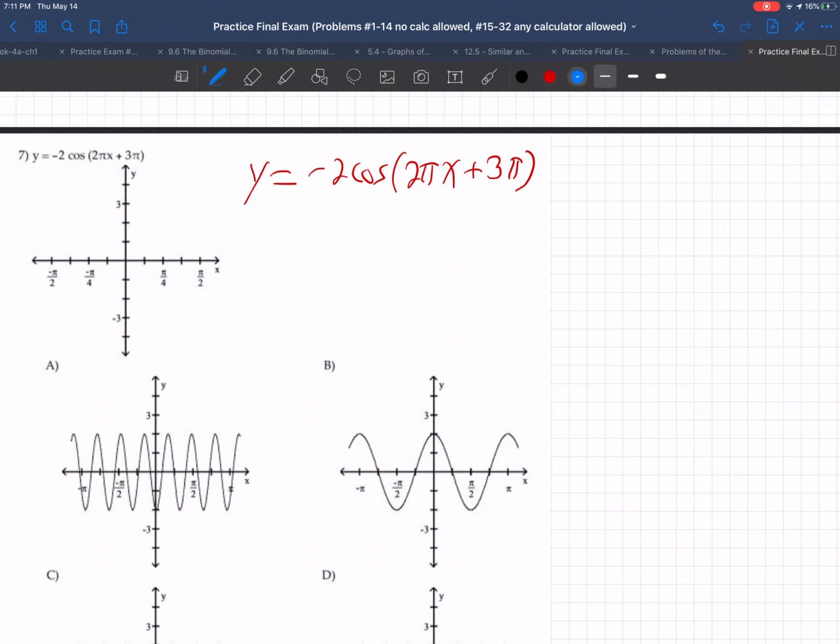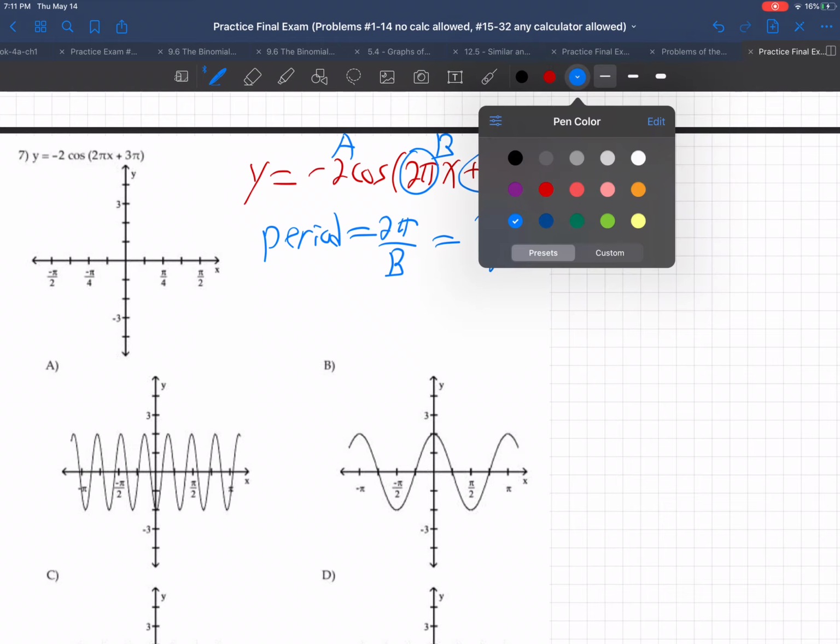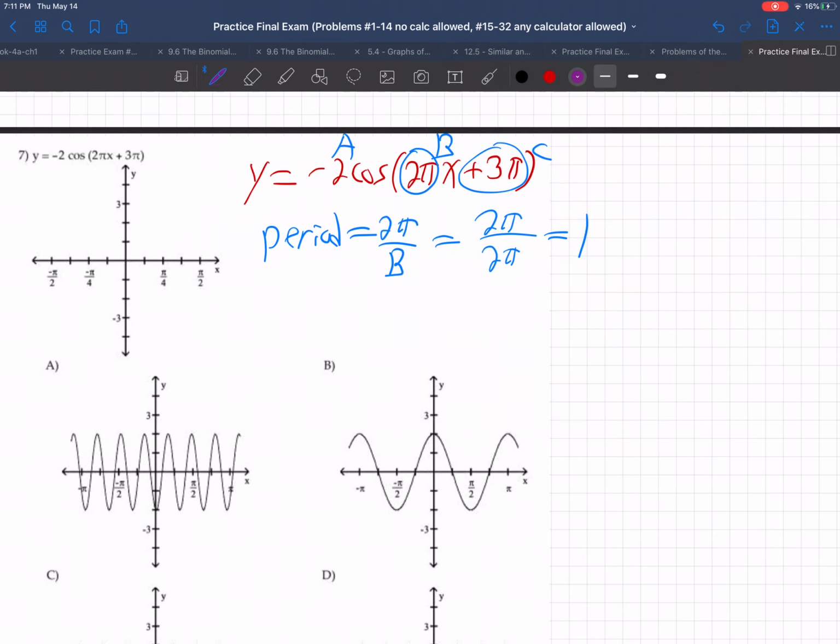How do we know which of those four is the right graph? Well, let's use the fact of the period and the phase shift. So remember what we do for this. The period is 2 pi over b. This is A here, B here, and C here. So in the formula, 2 pi over b, that's 2 pi over 2 pi. The period is 1 for this cosine function.